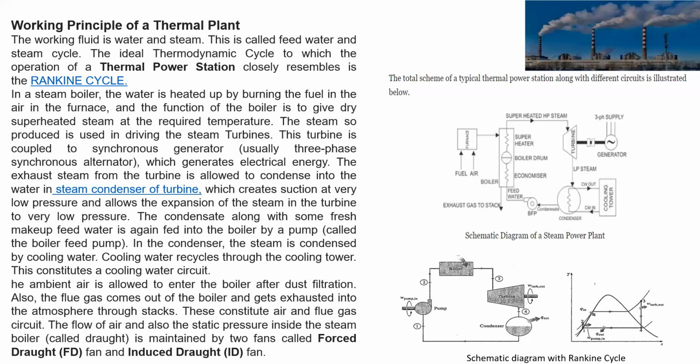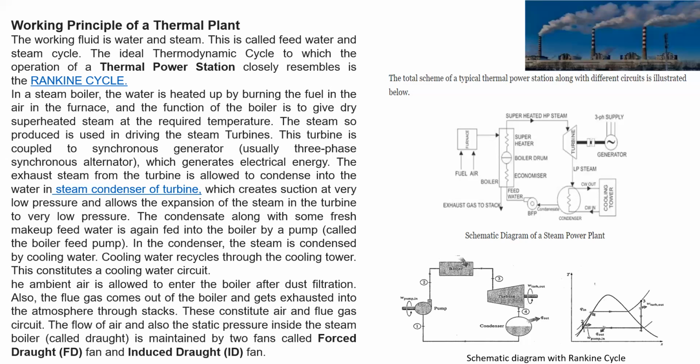Then the turbine: expansion of the steam takes place. From 4 to 1 is again condensation. Condensed means cooled, and it is in the form of water, and that is again taken to the boiler by means of a pump through 1, 2. So this is the process of the thermal power plant.